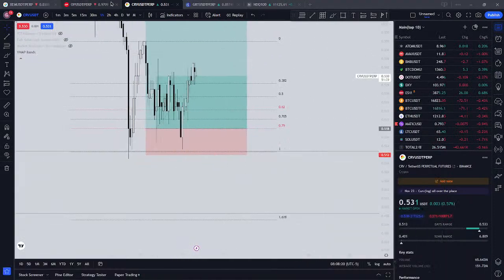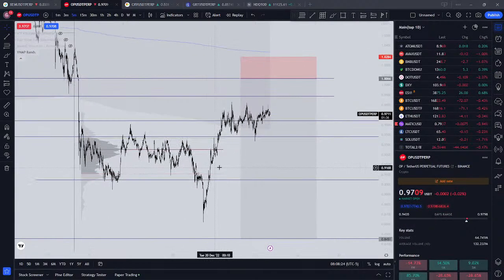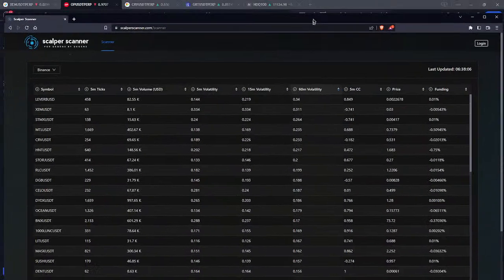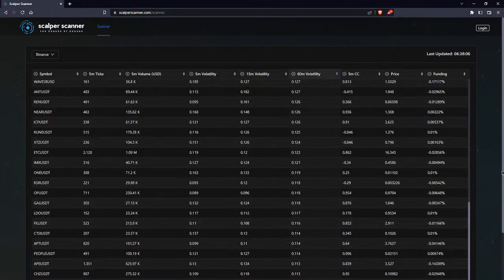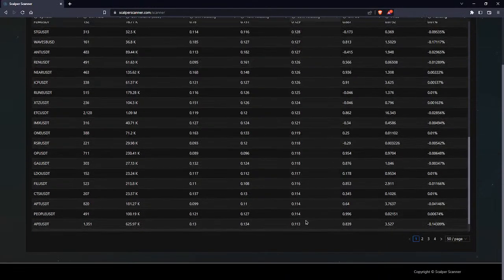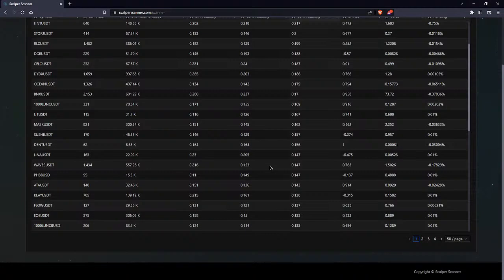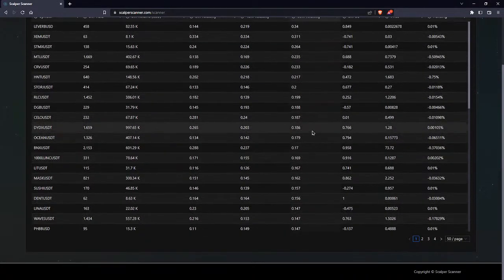And that is what this CRV, and this is something I'm waiting for as well, though it looks like it may not push up to your entry. But anyways, coming back to Scalper Scanner, in the starting of the day you check all of these. In all of this volatility, let's say you find maybe 3 or 4 good setups that you would monitor throughout the day.